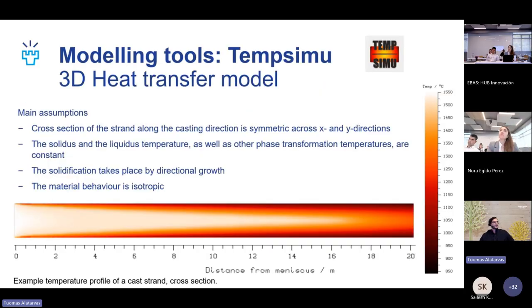And then to the next modeling tool, TempSimu, which is a three-dimensional heat transfer model. Here we can also see some main assumptions for the TempSimu calculations. So we assume a symmetry in the cast strand, and also the solidus and liquidus temperatures are always constant. These are actually input as IDS results to the TempSimu. And also the solidification takes place by directional growth, and the material behavior is isotropic.